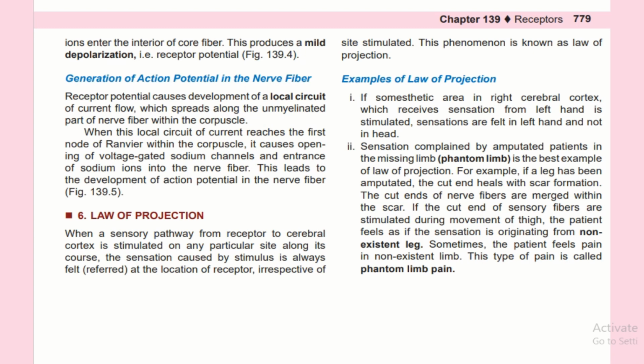Sensation complained of by an amputated patient in the missing limb, or phantom limb, is the best example of the law of projection. For example, if a leg has been amputated, the cut end heals with scar formation. The cut ends of the nerve fibers are merged within the scar. If the cut ends of the sensory fibers are stimulated during the movement of the thigh, the patient feels as if the sensation is originating from the non-existent leg. Sometimes the patient feels pain in the non-existent limb. This type of pain is called phantom limb pain.